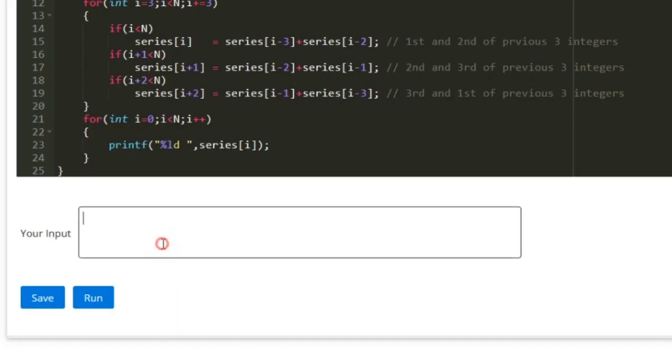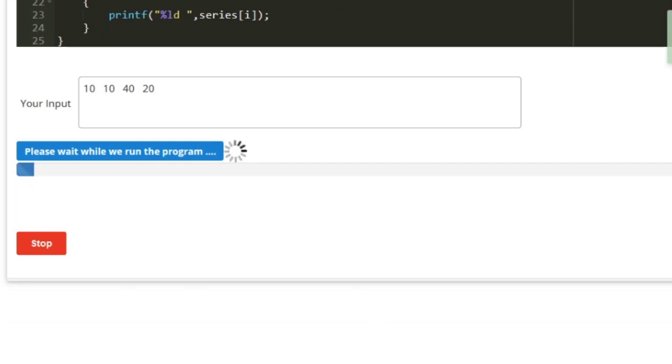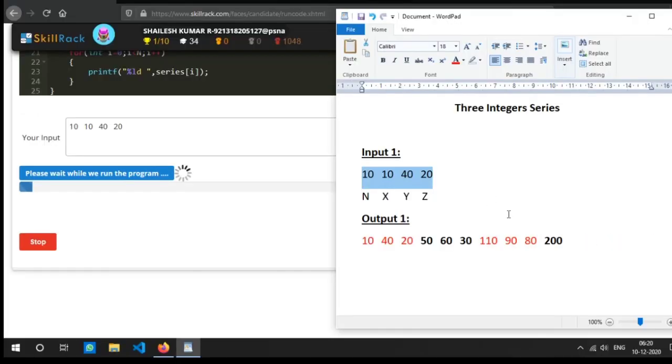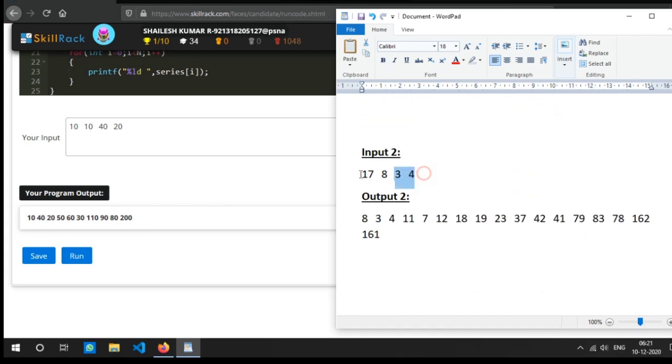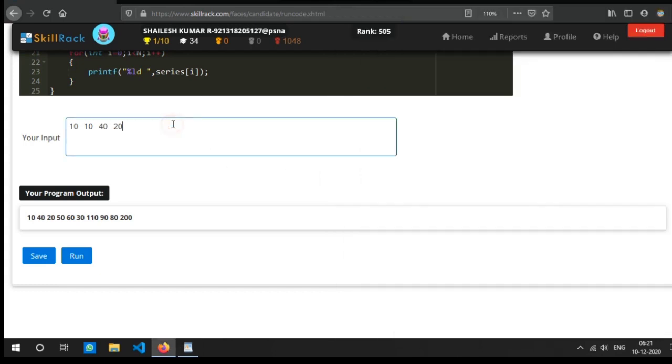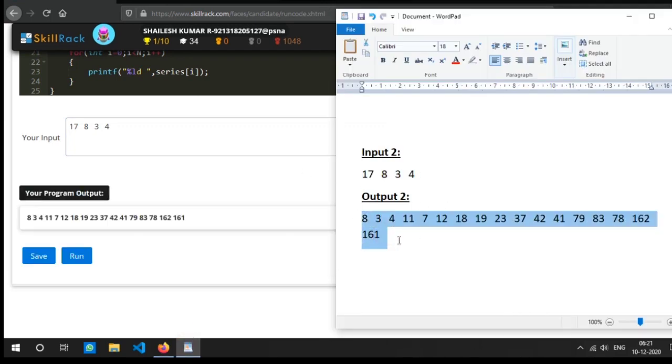Now let us check our program with sample test cases. So this is the sample input 1. So let us give it. So these are the first 10 integers for the sample input 1. So in our output also we can see that we get the correct output. So now let us give our sample input 2. So we have our expected output for the sample input 2. So again we get the correct output.